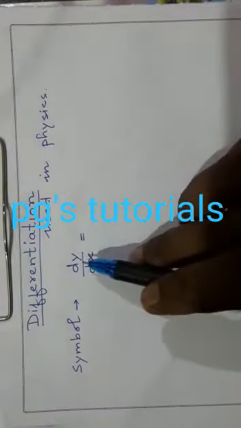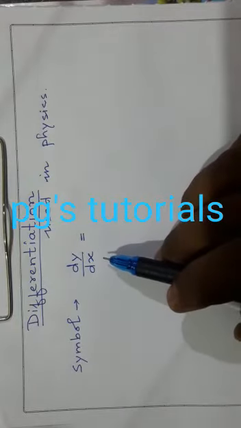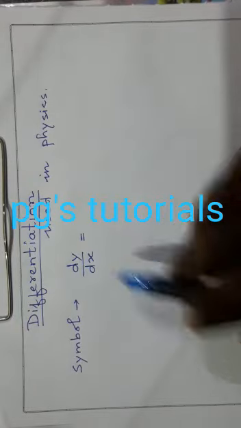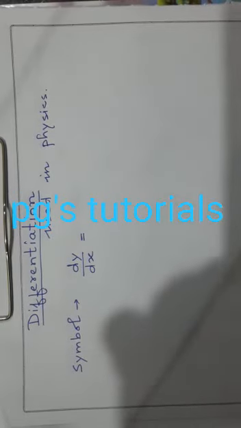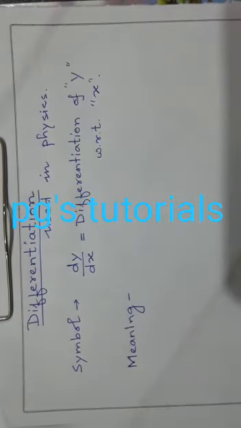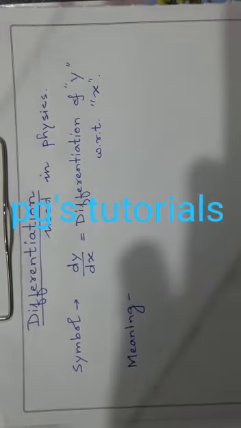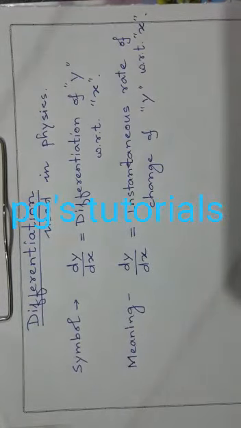Symbol of differentiation is this dy dx, and how to read this? We read as differentiation of y with respect to x. What is the meaning of dy dx? Dy dx means instantaneous rate of change of y with respect to x.